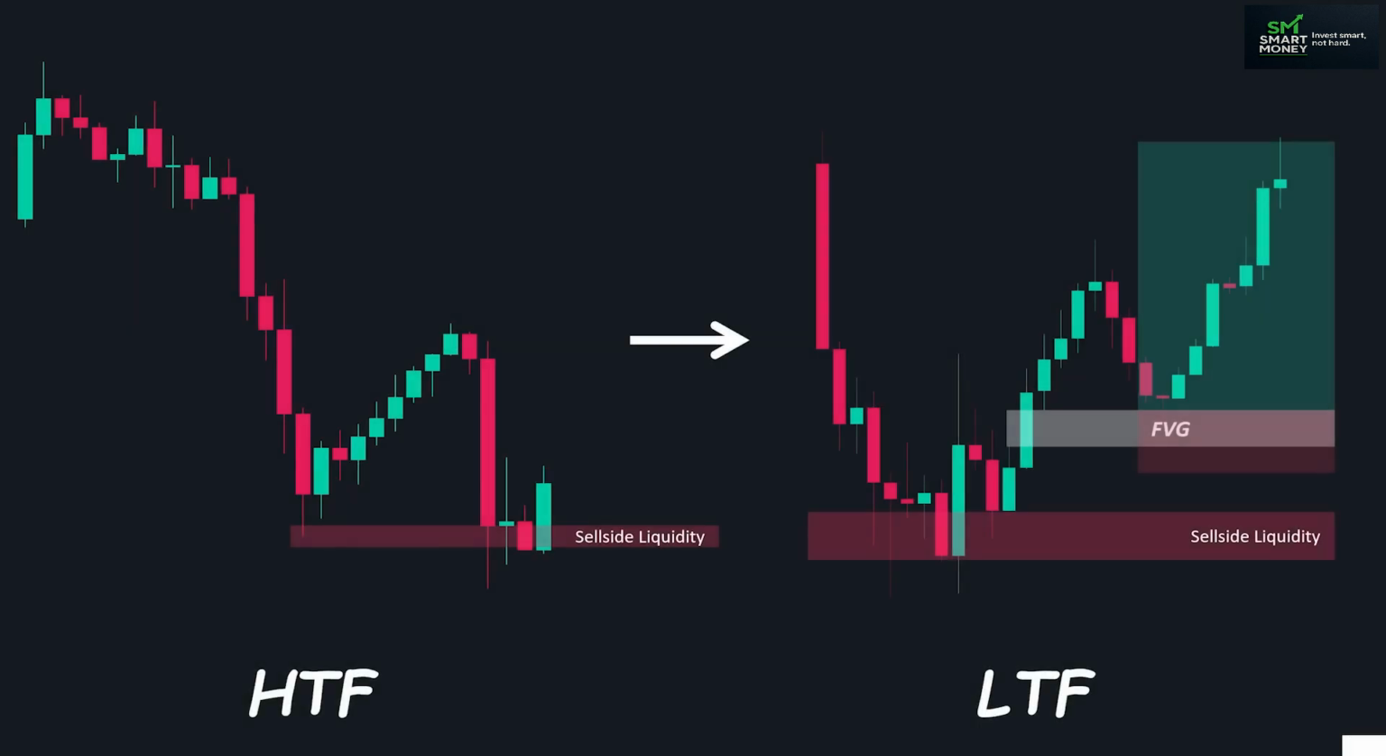We focus on the sell-side liquidity below key lows, which the indicator automatically marks. When the price sweeps this level and closes back inside the range, it signals a bullish liquidity grab. Then, we zoom into the lower time frame and wait for the indicator to highlight a bullish fair value gap that forms right after the sweep. This gap is used as the entry zone.